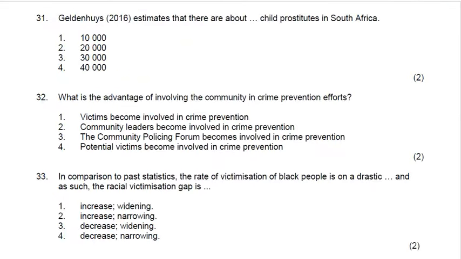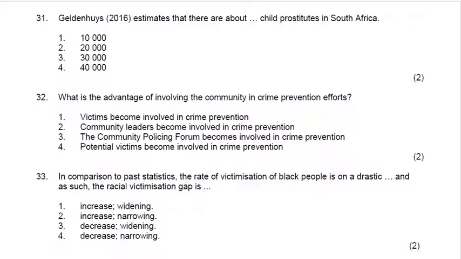31. Sheldon Hayes estimates that there are about 40,000 child prostitutes in South Africa. That is found on page 52 of our study guide. The answer is 4, which is 40,000 child prostitutes in South Africa. This is sad, guys. It is very, very sad.